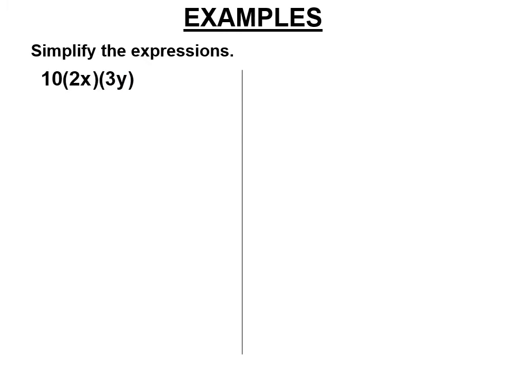All right, so that's 10 times 2 times x times 3 times y. We have 2 coefficients here. We're going to multiply them. 10 times 2, and you could multiply this in any order. 10 times 2 is 20. 20 times 3 is 60. This is 60xy. We're going to put x and y in alphabetical order. That's not the multiplication symbol. That's 60 times whatever number x ends up being, times whatever number y ends up being.